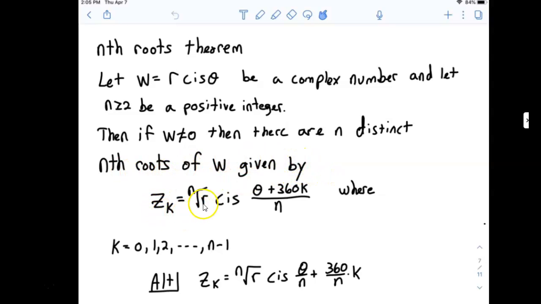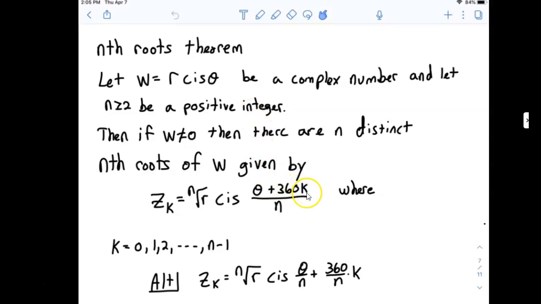And the way that we find them is we take the magnitude of w, do the nth root of that, and then it's cis, take the angle, divide it by n. Okay, that would be your first solution for z_k, because what we're looking for is when I raise this root to the nth power, I should get w back. So of course, if it was theta over n, multiplied by n, because it's the nth power from de Moivre's theorem, then you get back to theta.